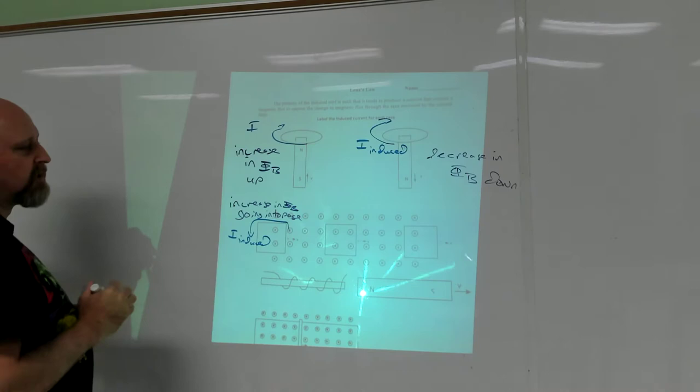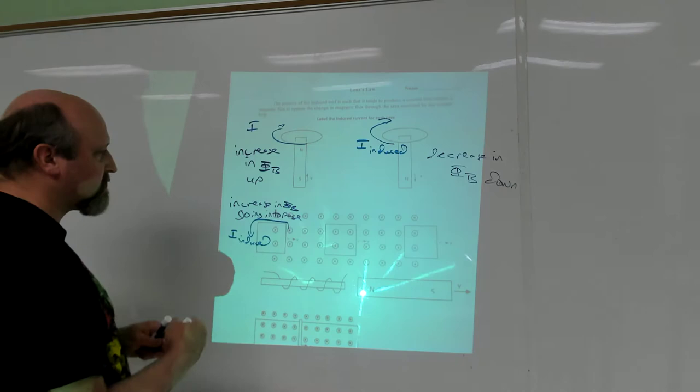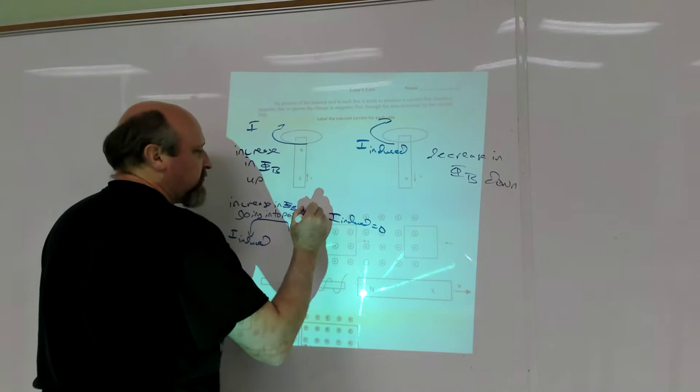What about here? This is a uniform magnetic field. The number of field lines going through the loop then isn't changing as it goes across. So in this part, as it moves across in the field, the induced current is zero because there is no change in flux through the loop.